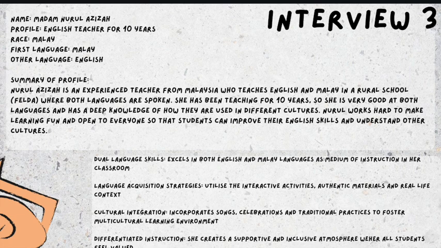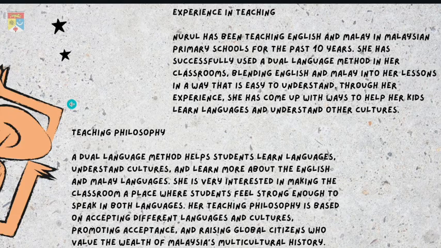She also uses differentiated instruction, where she creates a supportive and inclusive atmosphere to cater to all students, where all students feel valued. As for her experience in teaching, she has been teaching English and Malay in Malaysian primary schools for the past 10 years. She has successfully used a dual language method in her classroom, blending English and Malay into her lessons in a way that is easy to understand. Through her experience, she has come up with ways to help her kids learn languages and understand other cultures.